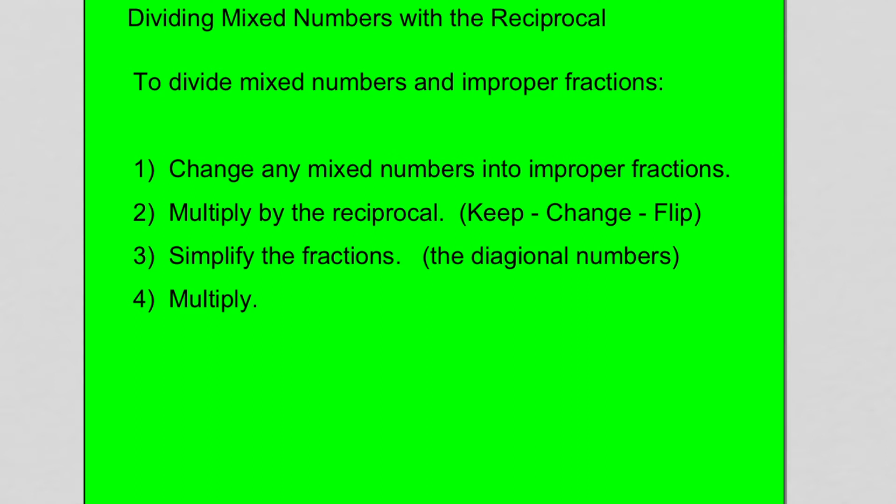What you would do is, first of all, you have to change any mixed numbers into improper fractions. Then you have to multiply by the reciprocal. We also know that as keep, change, flip, or Kentucky chicken fried. Then it's always good to simplify the fractions. Remember, simplify those diagonal numbers by finding a common factor that will divide into them. And then multiply what you have left. So we know how to do all this stuff already. Let's just put it together in a few examples.